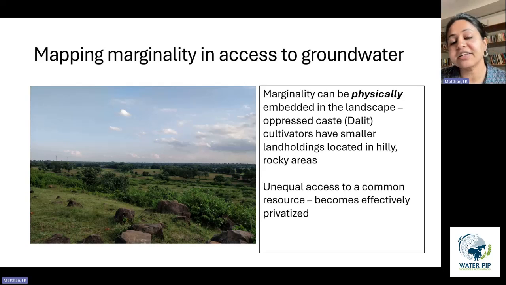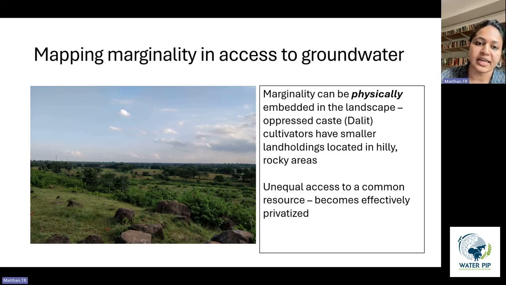we have the highly differentiated nature of subsurface aquifers, which means that in theory, anyone can access groundwater, right? Because there is so much uncertainty, anyone can potentially access groundwater, but at the same time, there are existing social inequalities which are to an extent embedded in the landscape, which creates unequal access to subsurface resources. So in the villages that I worked in, marginality was often quite literally physically embedded in the landscape. A lot of the villages in Malwa are comprised of fertile valleys and small hilly areas.